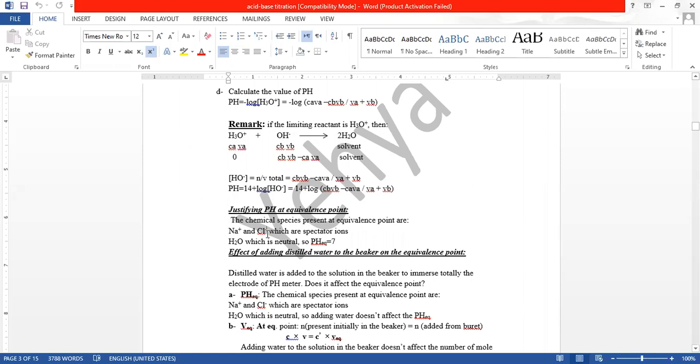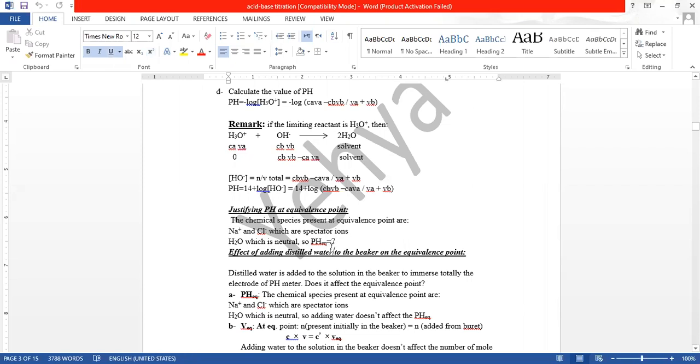يعني لازم بس بدي احكي عن ال chemical species at equivalence point بدي اقول the chemical species at equivalence point are Na plus and Cl minus which are spectator ions وال H2O which is a neutral. So pH at equivalence is equal to 7. Okay? That's why pH at equivalence is equal to 7.